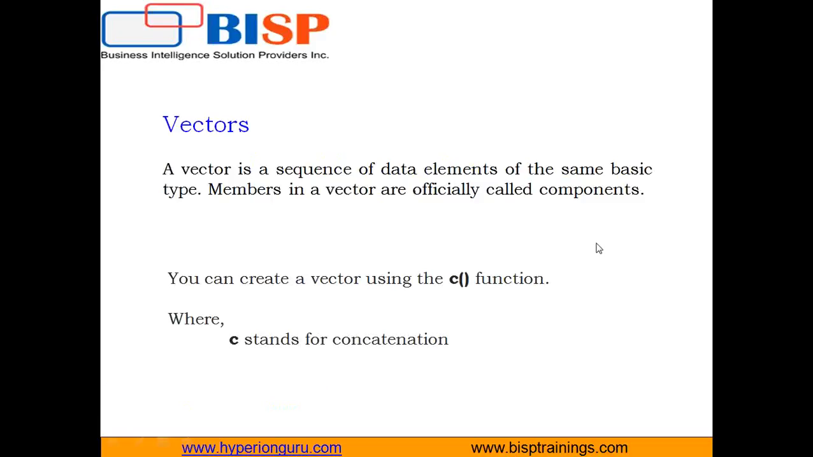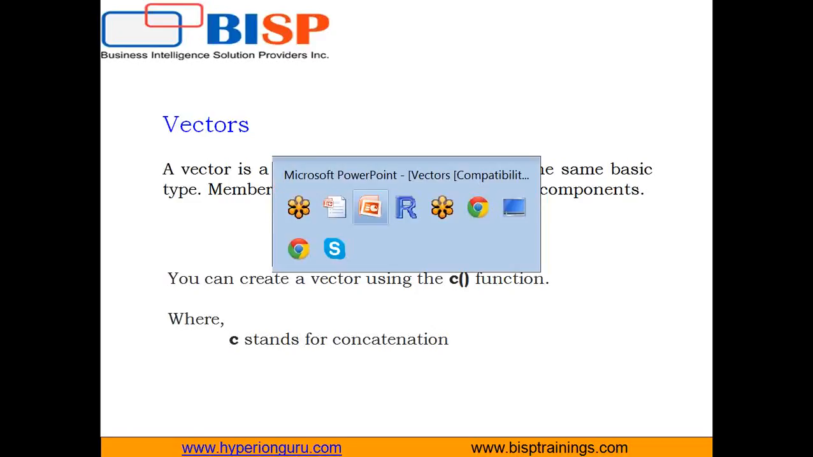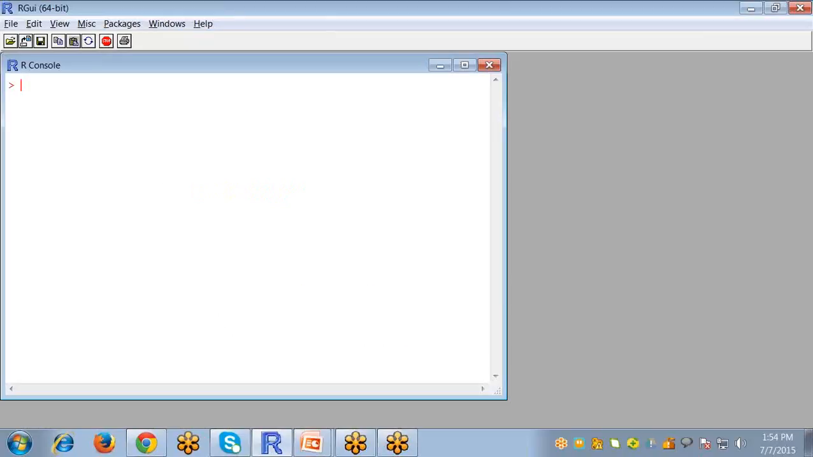Vectors are the simplest R objects, an ordered list of primitive R objects of a given type, such as real numbers, strings, logicals. Vectors are indexed by integers starting at 1. A vector is a collection of elements. Members in a vector are officially called components. So let's go to the practical section and understand how to work with vectors in R.